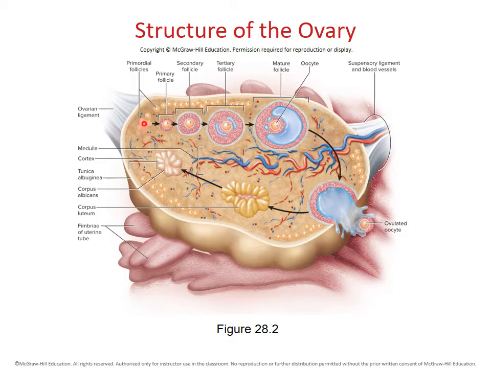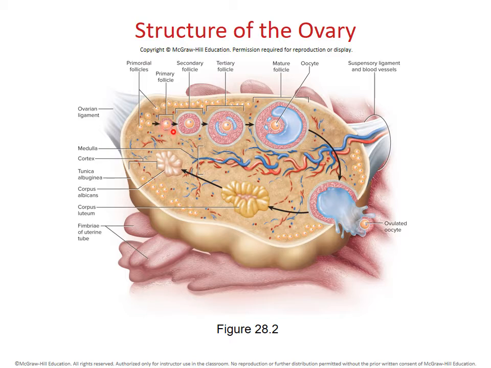At any rate, as part of the basic cycle, which we'll talk about in much more detail in a little bit, primordial follicles turn into primary follicles. Primordial follicles can be distinguished by being surrounded by a simple squamous epithelium. By the time they develop into a primary follicle, the epithelium has changed to more of a simple cuboidal.